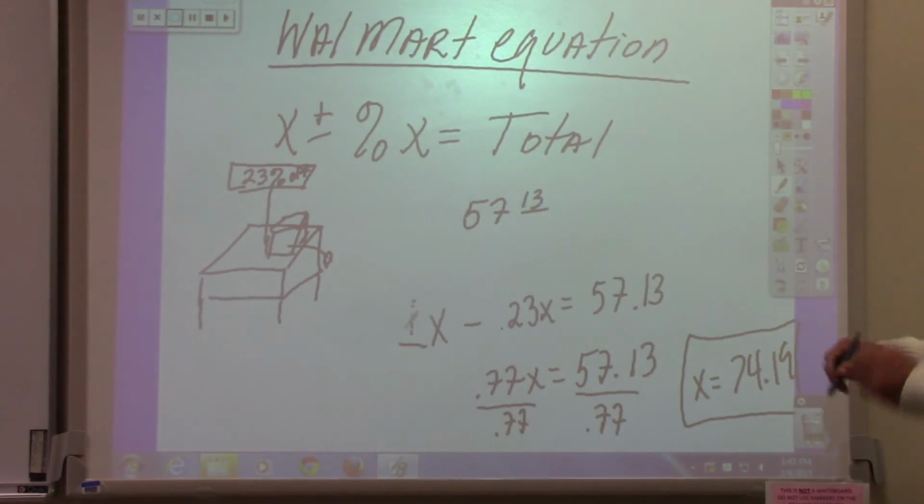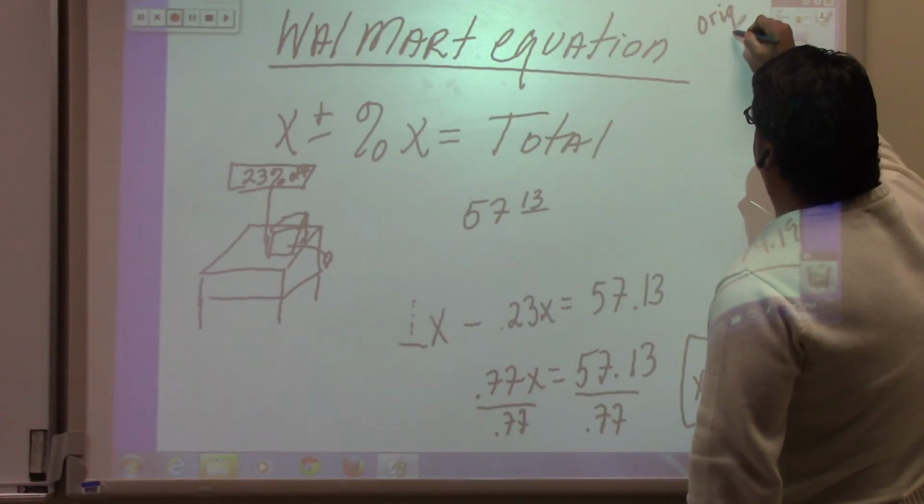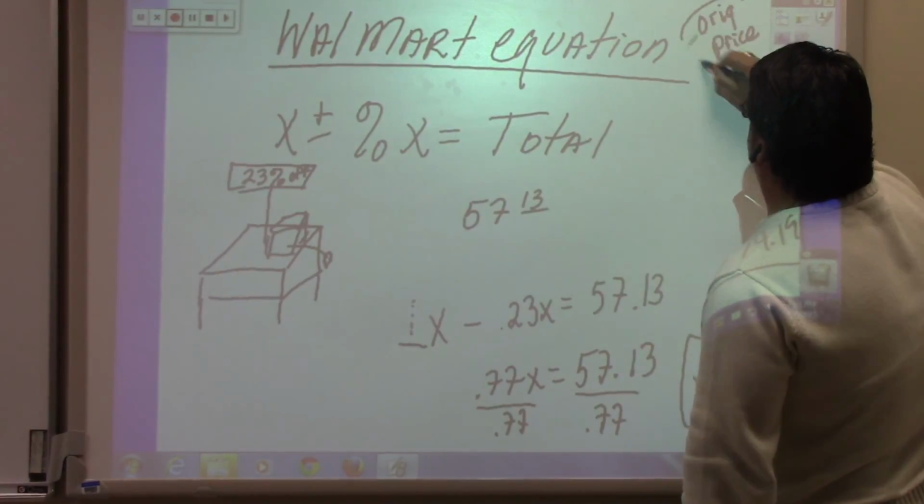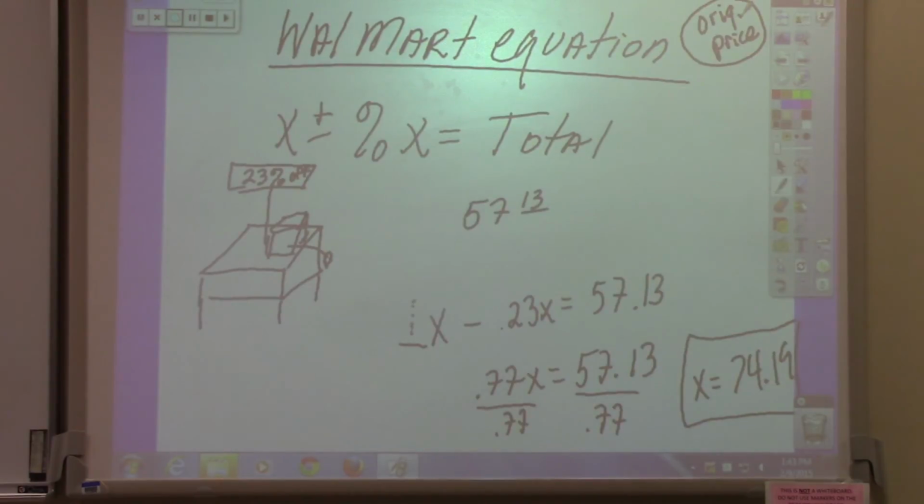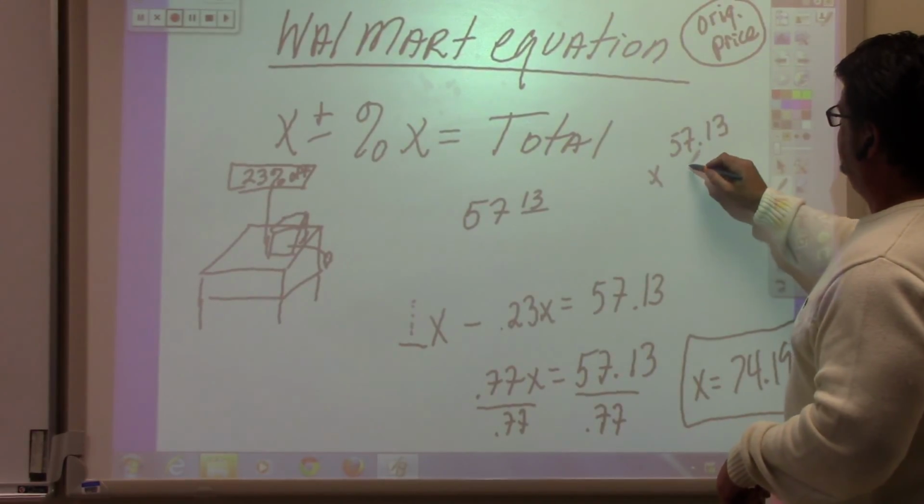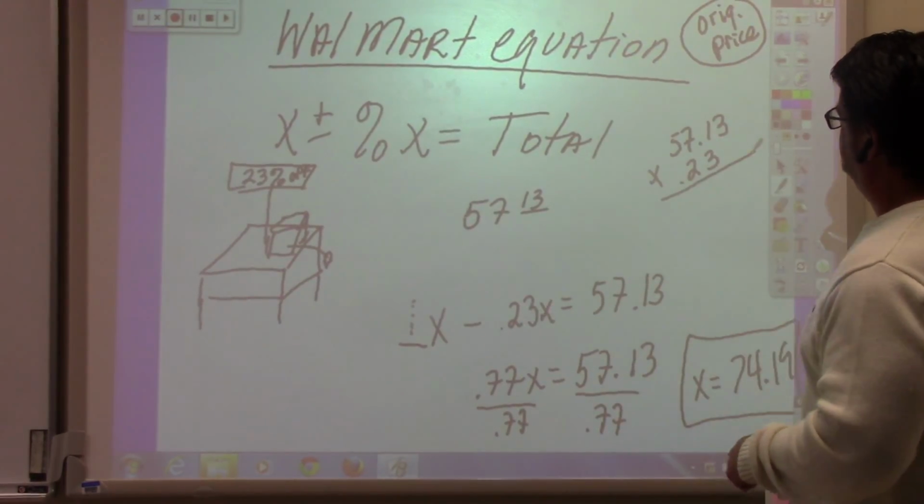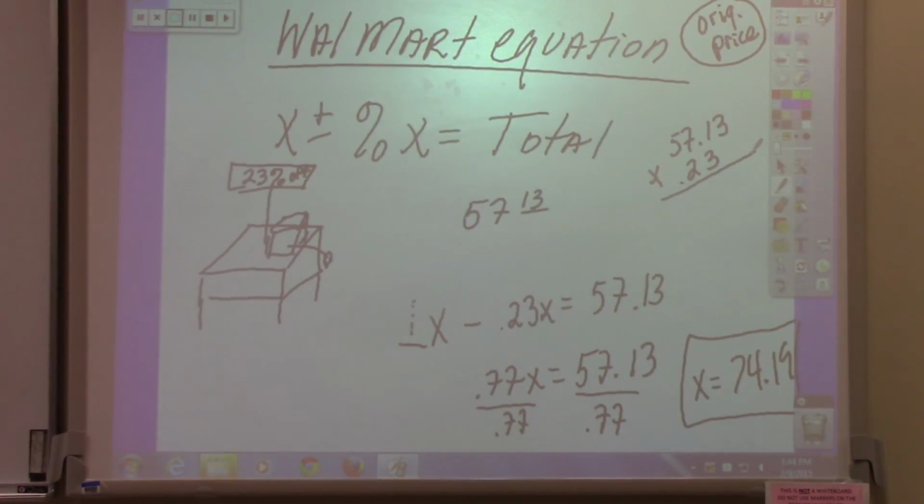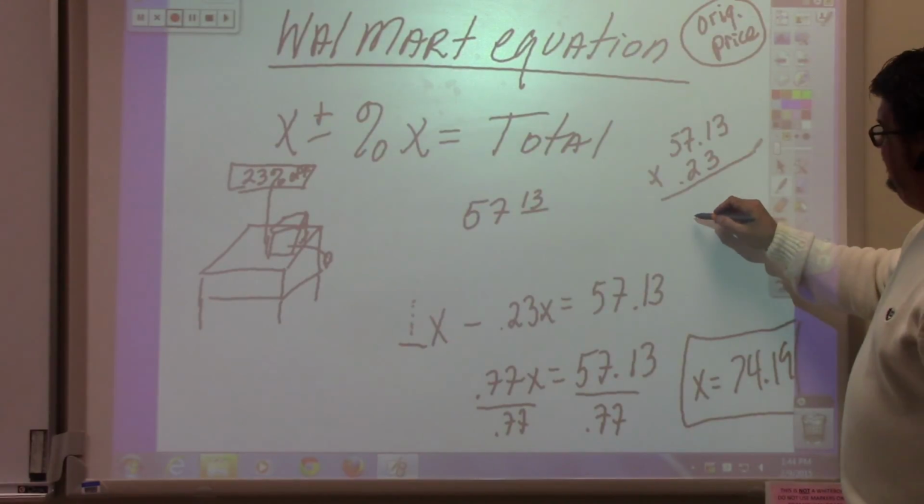Whenever you want to find the original price of something, this one is the one to use. Now you can do it with the sentence problems, but it takes two or three steps. And it's not worth teaching because this is a whole lot easier. Now let's do it the way that y'all will think y'all can do it. 57.13 times 23%. Somebody do that for me. She already had it written down. 13 what? 13.